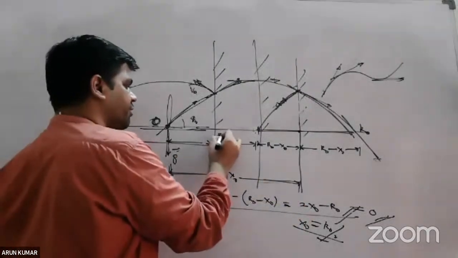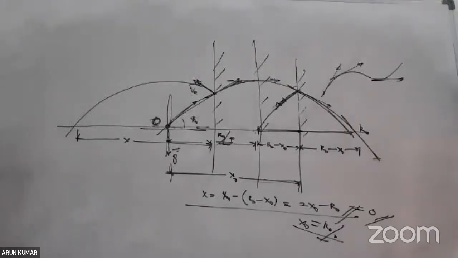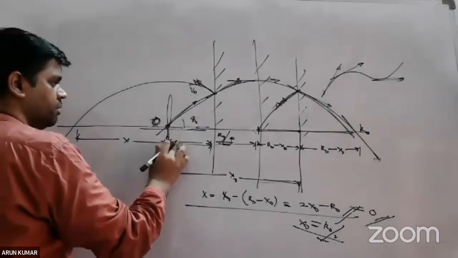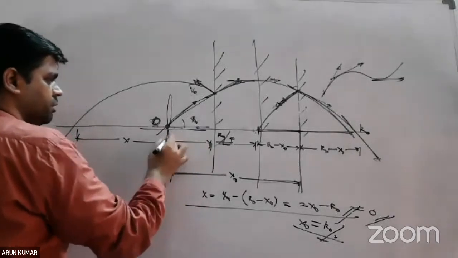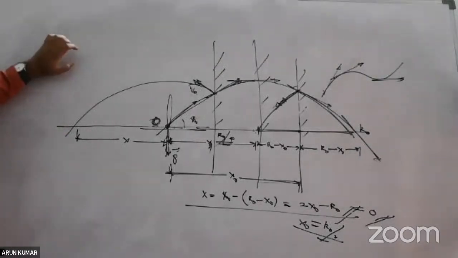How do I find this x? I'll just substitute x naught equal to this one. Let's say this is 3r by 4. I'll substitute r by 4 here. So what will I get as x? 2 times 3 r naught by 4, that is 3 r naught by 2, minus r naught. So what is the final answer? Minus r naught by 2. Yes, sir, minus r by 2.